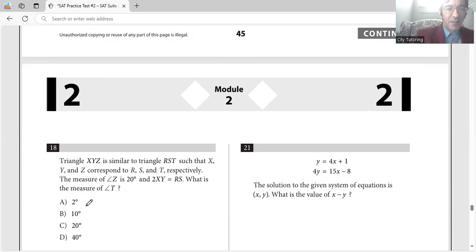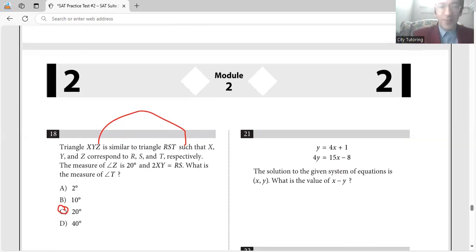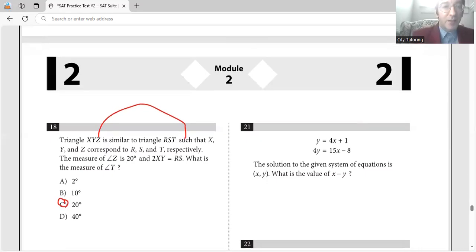Number 18. Triangle XYZ is similar to triangle RST, such that X, Y, and Z correspond to R, S, and T respectively. The measure of angle Z is 20 degrees, and 2XY equals RS. What is the measure of angle T? Well, they told us that the measure of angle Z is 20. So this corresponds to T. This is so easy. Corresponding angles are congruent. 20 degrees. Done. Oh no, I'm probably going to get a call soon. Let me see how much faster I can do this.